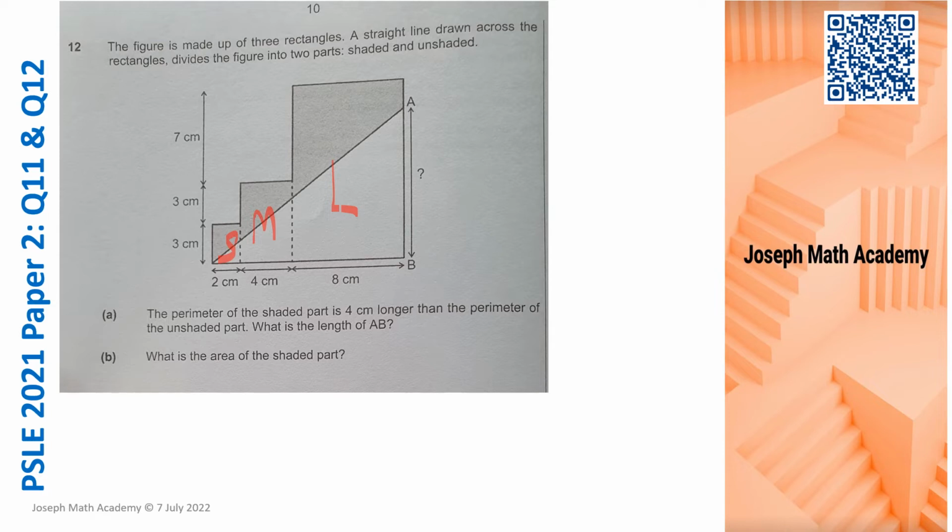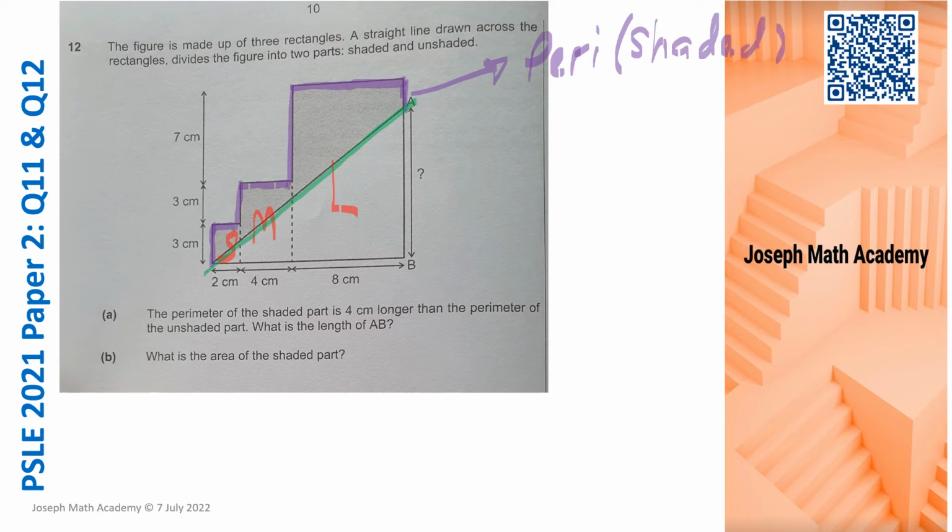Now the perimeter of the shaded part comprises of this line, this, plus this, plus this, plus this, plus this line here, and also including this line. Okay, so the perimeter of the shaded part will be the purple line plus the green line. Okay, so I'm going to write this here. This is the perimeter of the shaded.